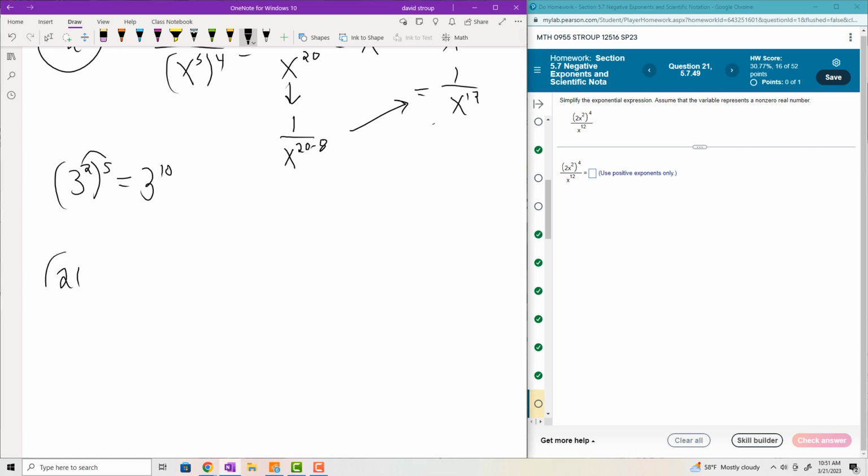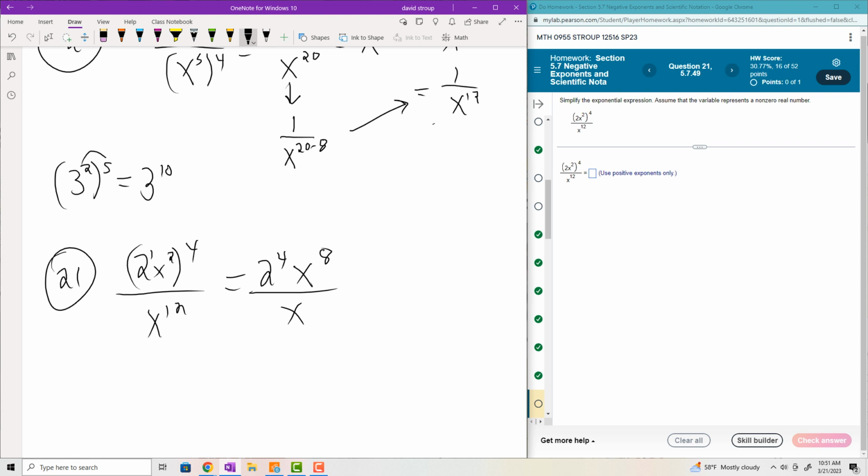Okay, so 21. Yeah, 2x squared to the 4th all over x to the 12th. So the exponent on 2 is 1. So you have 2 to the 4th times x to the 4 times 2 is 8 all over x to the 12th. 2 to the 4th is 16. And then I'm going to bring the x to the 8th down. So I have x to the 12 minus 8, which is 16 all over x to the 4th.